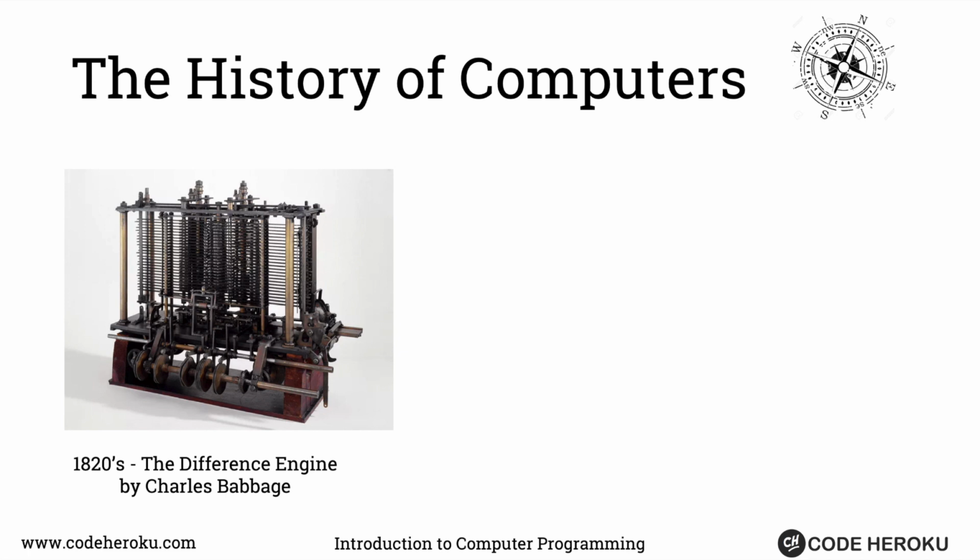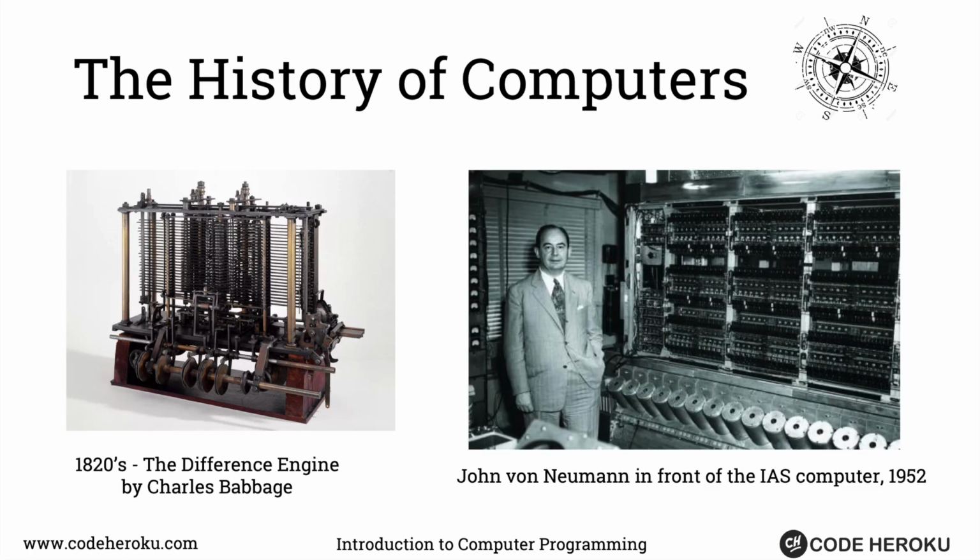Charles did not end up building this, and it remained a plan for a long time. It was not obvious to the world for at least 100 years until von Neumann and his team built the ENIAC, one of the first electronic general purpose computers. What made it possible, what makes computers possible today, is something called transistors.